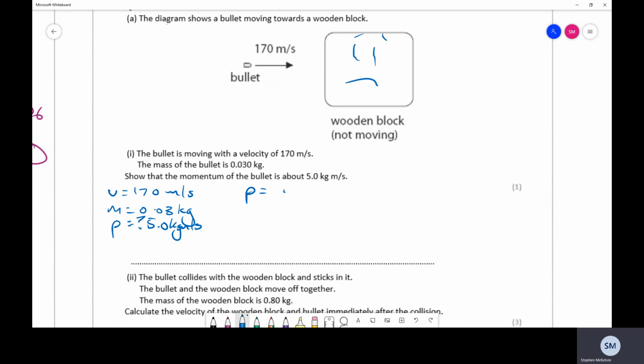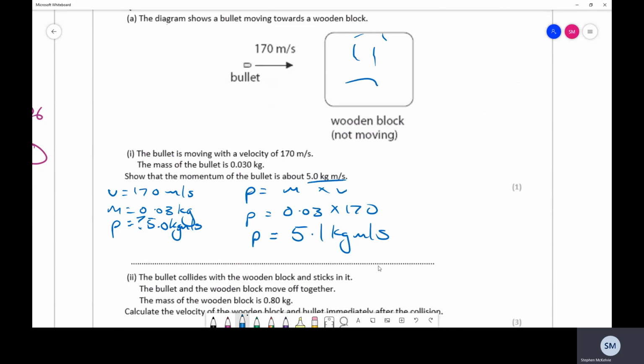Momentum is equal to mass times velocity. Momentum is equal to 0.03 times 170. Momentum is equal to 5.1. So the momentum is 5.1 kilogram meters per second, and that is about that.